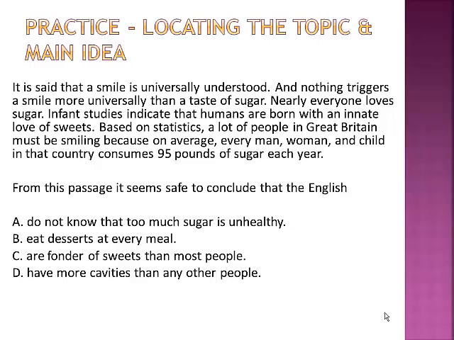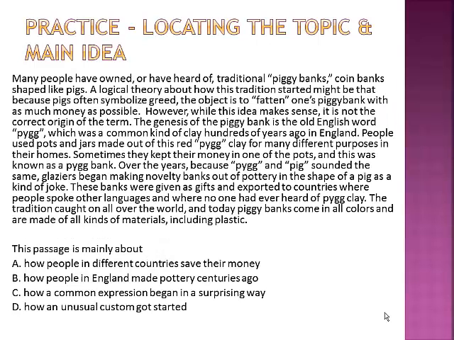So here's the first. From this passage, it seems safe to conclude that the English A, B, C, or D. If you guessed C, then you are accurate. Here's one more example. This passage is mainly about A, B, C, or D. If you guessed C, then I would agree with you again. So great job if you were able to get these accurately. If not, go back and review them to see what the answer was, what you believed it was, and what the difference is between the two.